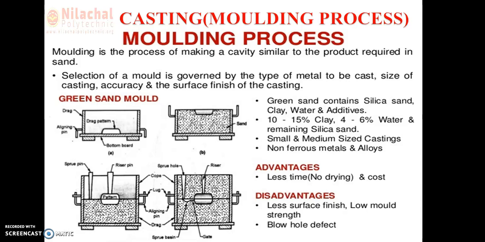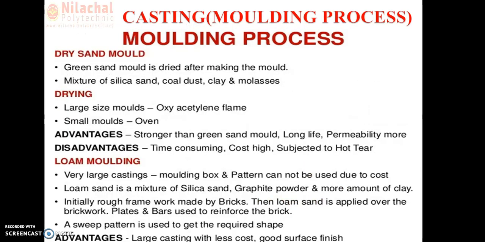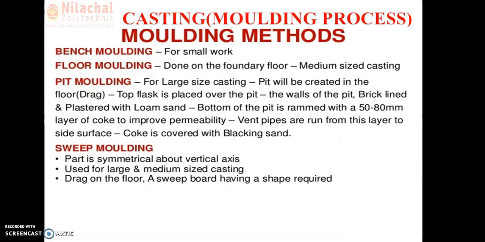So these are the methods. It is quite simple: if you are making a small size casting, then we go for bench molding. If a larger size is there, we go for floor molding. Thereafter, if you are making an even bigger size casting, then we go for pit molding.